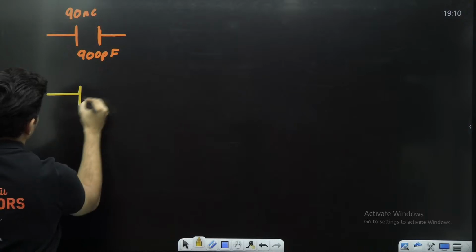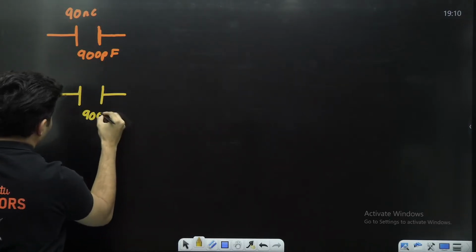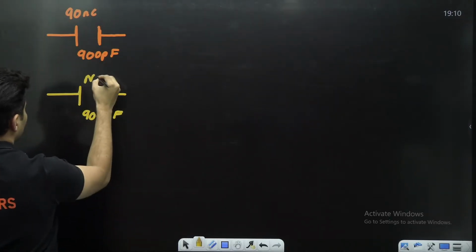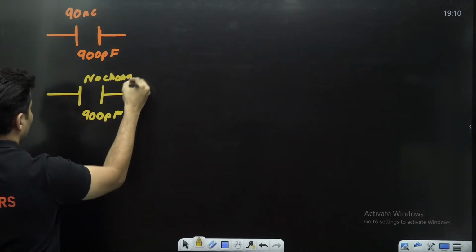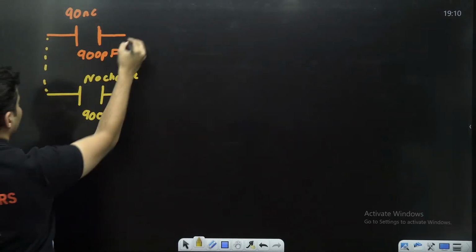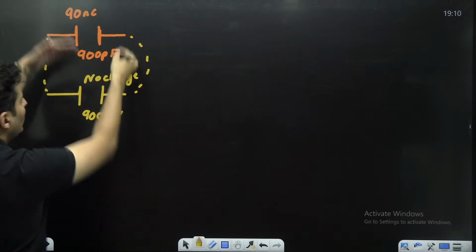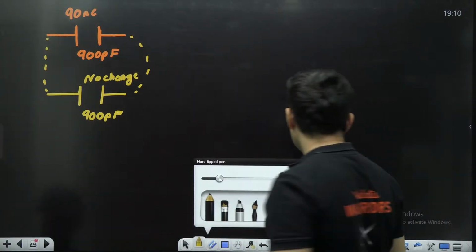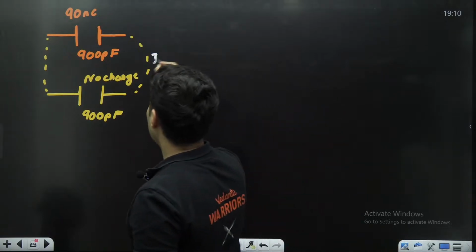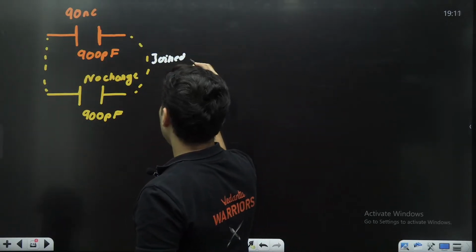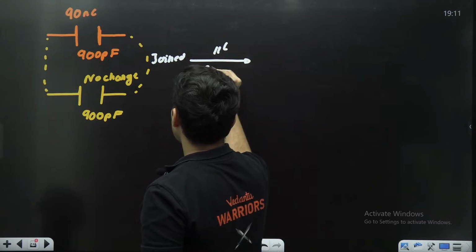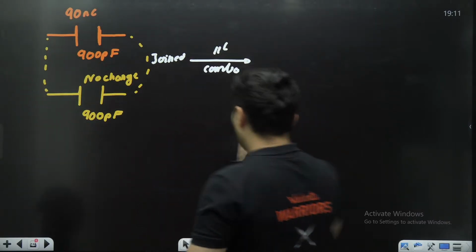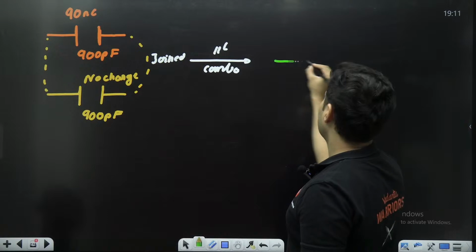Side by side there is another capacitor, also 900 picofarad, but there is no charge on it. The next step, I'm just connecting them together. Don't they look like parallel capacitors when you join them? When they are joined, it feels as if they are a parallel combination. So I can treat it like a single capacitor.